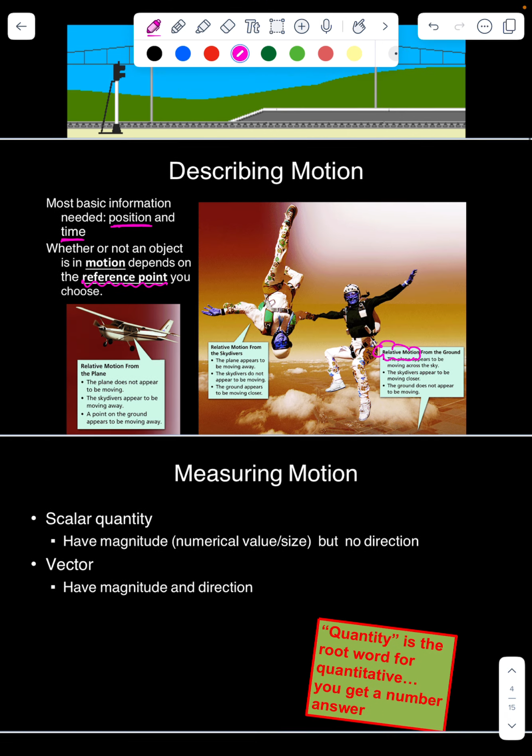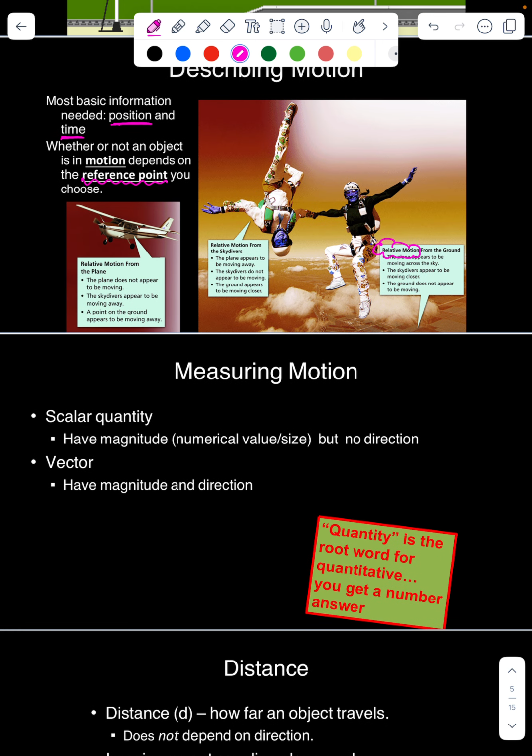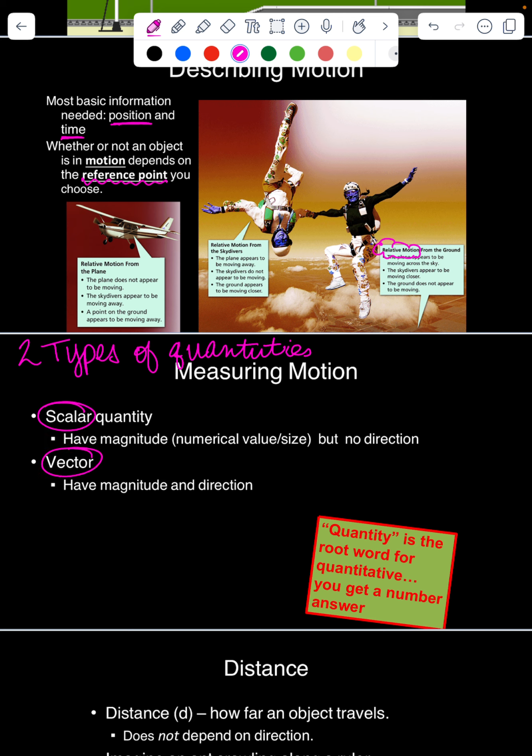All right, now we have already talked about this. Whenever we talk about measuring motion, we have two different types of quantities in all of physics. All right, so we have scalar quantities and then we have vector quantities. I told you that these will follow us for the rest of the school year. So you have to know the difference between these.